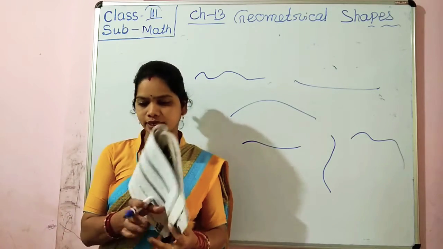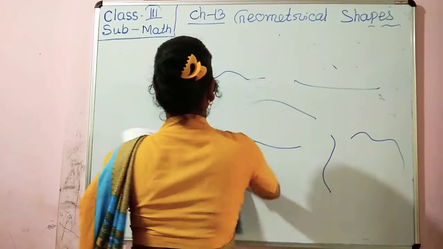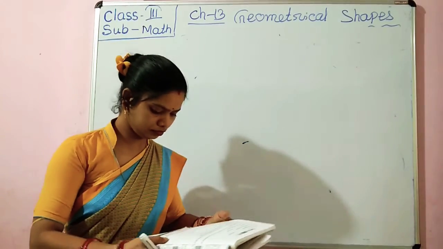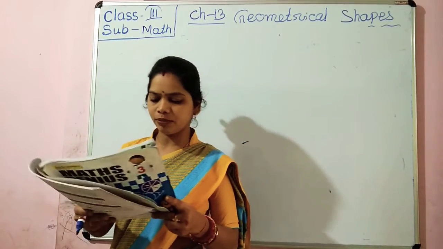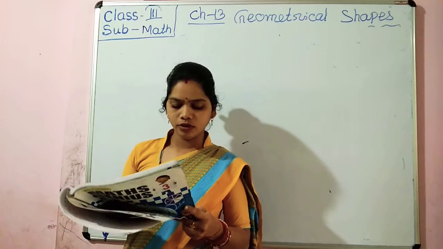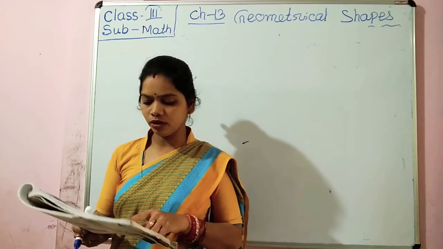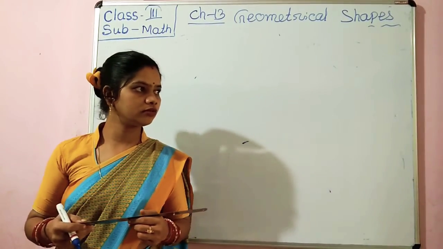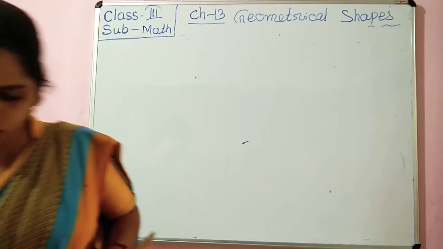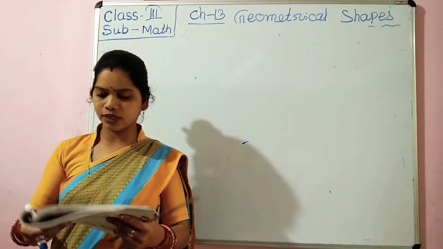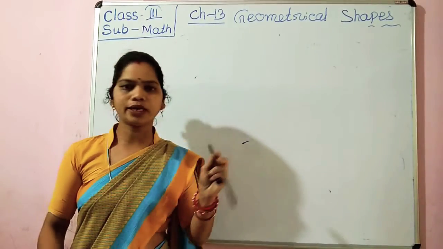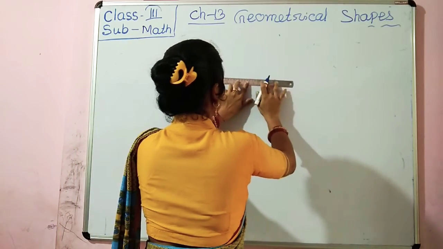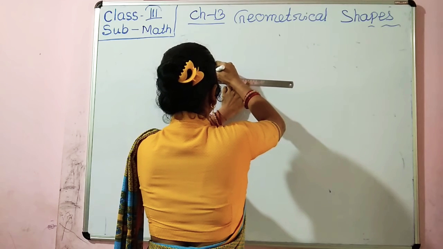Then we know measuring a line segment. Yes, the length of a line segment can be measured with the help of a ruler. There are some markings on the scale. Look, there are some markings on the scale, a scale or measuring rod.